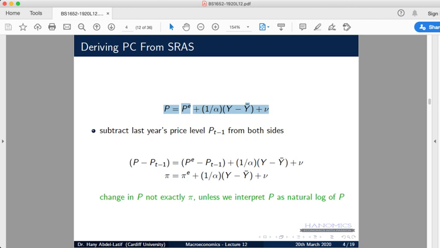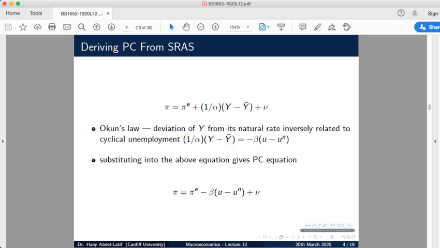So all we did is subtract the price at time t minus 1 from both sides, which would give us the inflation rate. We also explained that the change in the price level is not exactly the inflation rate, unless we interpret that P as the natural log of prices. So from here we are very close to what we wanted to achieve, because we have inflation on the left hand side, expected inflation on the right hand side, and this output gap, and the supply shock, the Greek term that we added to represent supply shock.